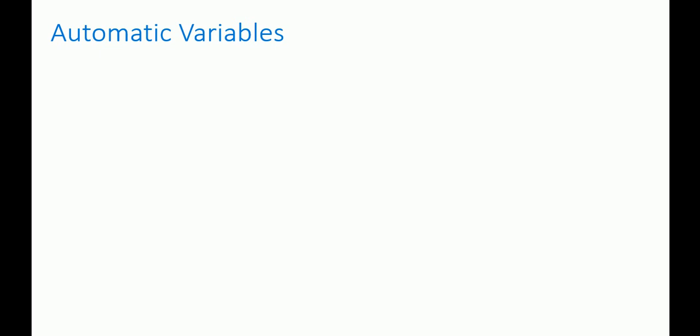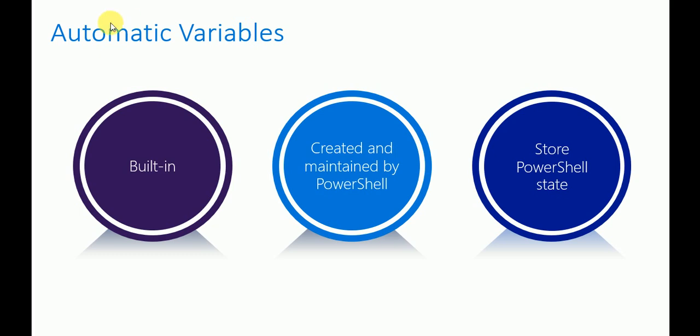Let's understand the automatic variable, which is also called the built-in variable. An automatic variable, that is built-in, is created and maintained by PowerShell. So you do not need to create or maintain them. They store the PowerShell state, which is always stored in PowerShell. So anytime you launch PowerShell, you can directly use the automatic variables.